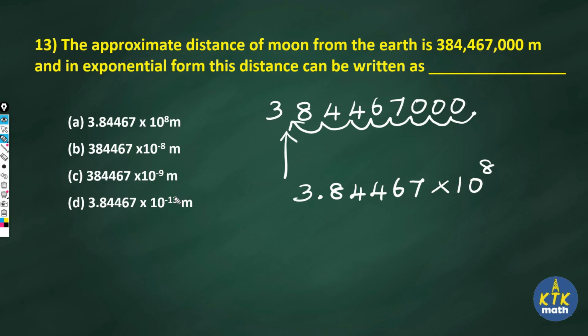One more very important thing here: in the options they have mentioned some -8, -9, -13 also. You can ask me what is meant by that negative. It's very simple. It is the representation of the movement direction of your decimal point.